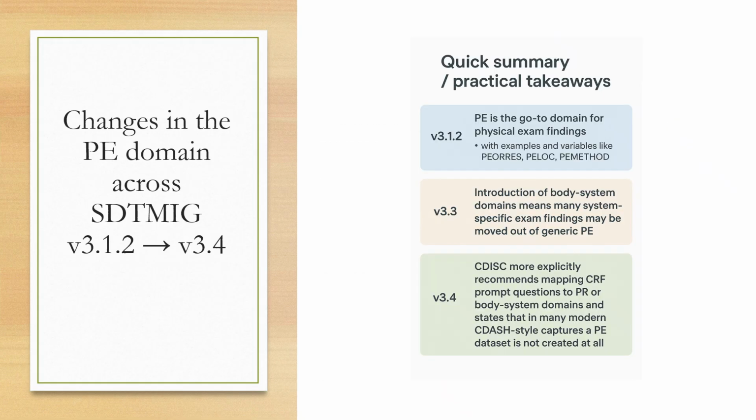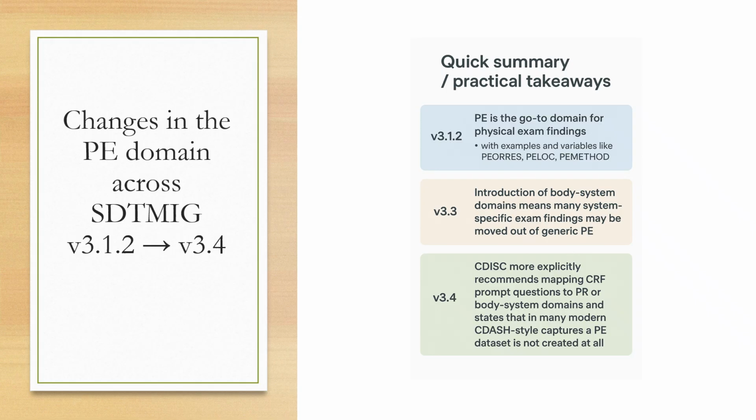Let's take a quick look at how the physical exam or the PE domain has evolved across the SDTM versions from version 3.1.2 to version 3.4. In version 3.1.2, the physical exam domain was the main place to record physical exam findings. Things like whether the heart, lung, or abdomen were normal or abnormal were collected. We used variables such as PEORRES, PELOC, and PE method to describe what changed and where and how.